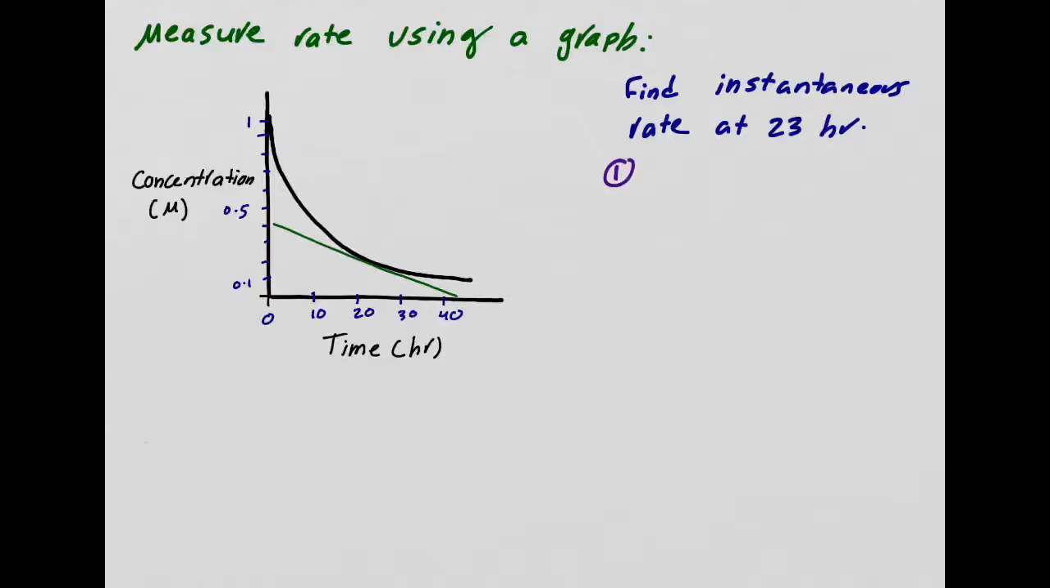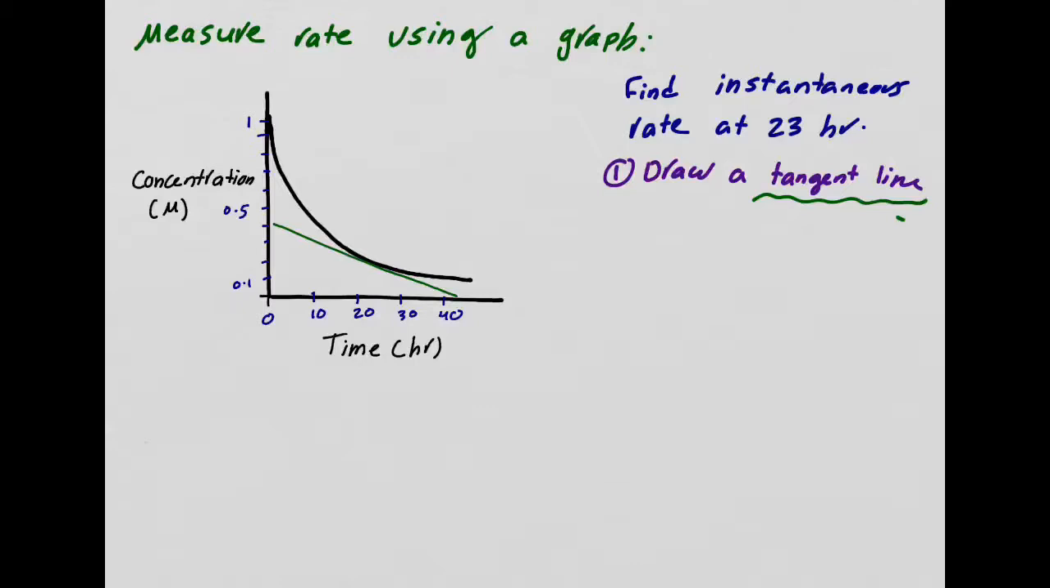Step 1, what are you going to do? You are going to draw a tangent line. What is a tangent line? A tangent line is basically a straight line that touches the 23-hour point. So I want you to find the rate at 23 hours, so draw a tangent line. A tangent line is a straight line that touches the 23-hour point. You guys are following me so far?